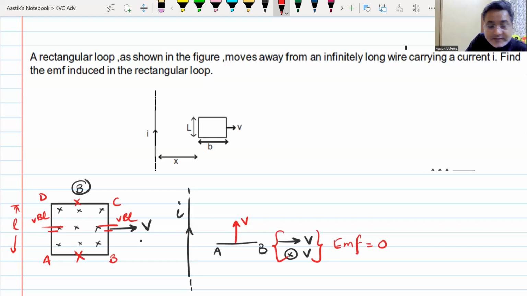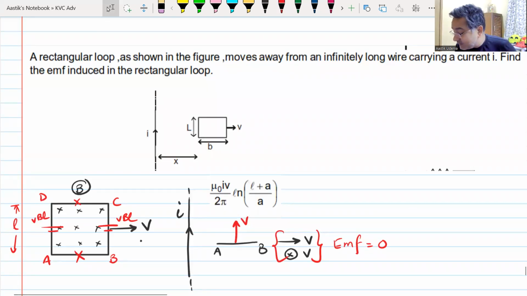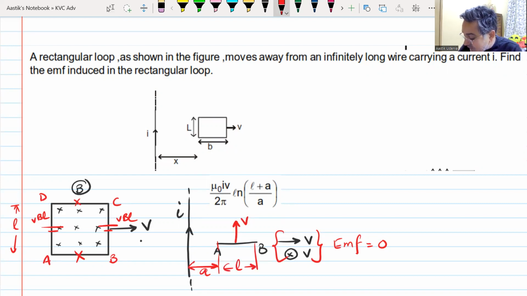I don't want you to get into that method of integration. What you will do is just remember this formula that I am giving you and use it wherever this question comes. So when this is moving perpendicular like this, the answer is mu naught IV by 2 pi ln of (L plus A) upon A. You will ask what is A and what is L. This is A and the length of this wire is L. Now remember, if this velocity is not perpendicular, if it is at an angle, you can take the perpendicular component V perpendicular. Do we understand this? Yes. So this is the answer in this case.